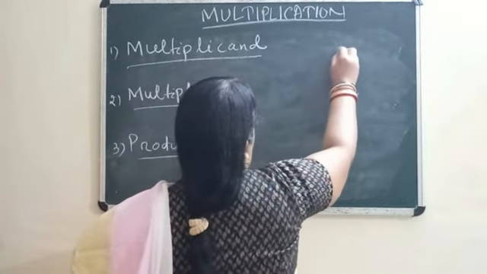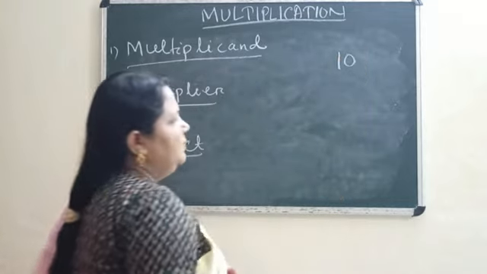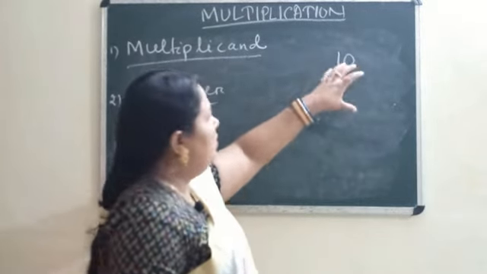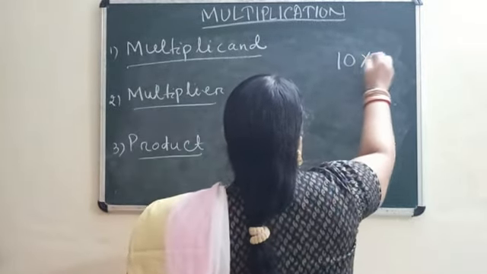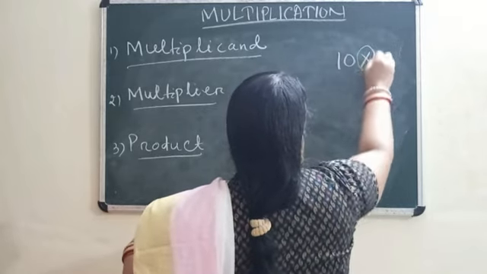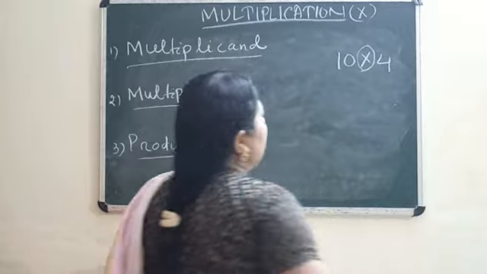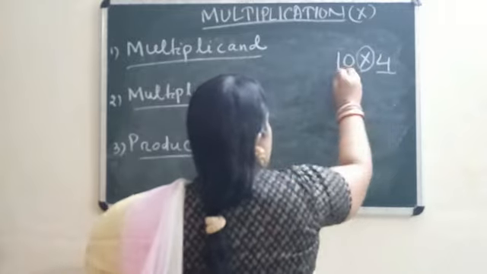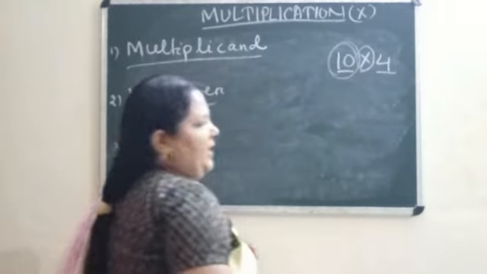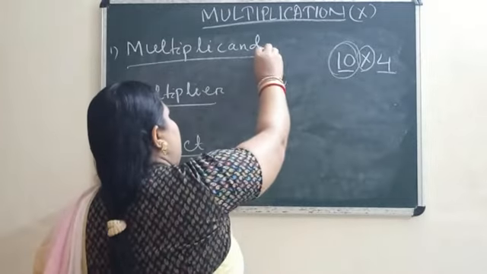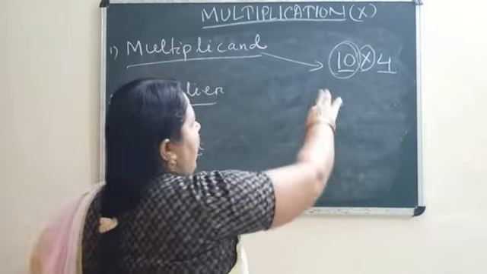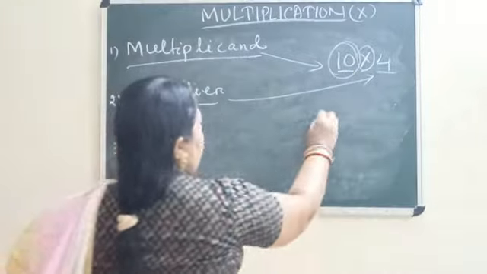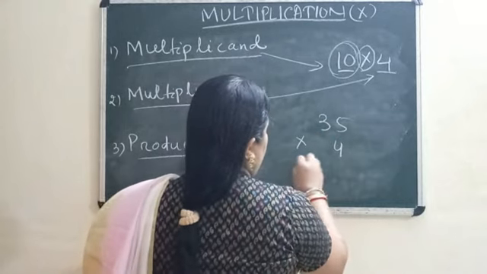Suppose we are taking 10. This one we have taken, and we need a number to multiply. Yes or no? So another number is required, that is 4. This symbol represents multiplication, the cross symbol or X symbol. So this is one number and this is one number. The number you are going to multiply, that is called your multiplicand, and the number by which you will multiply, that is your multiplier. Suppose 35 into 4.